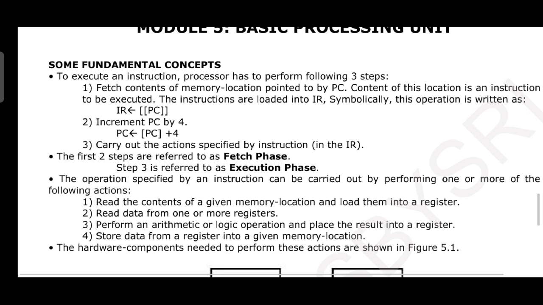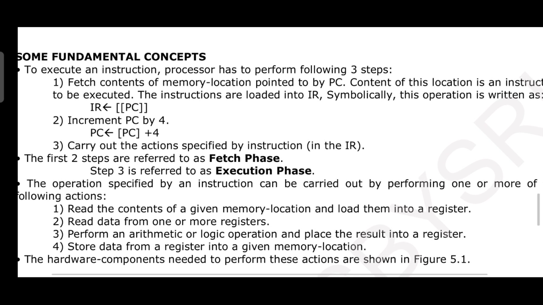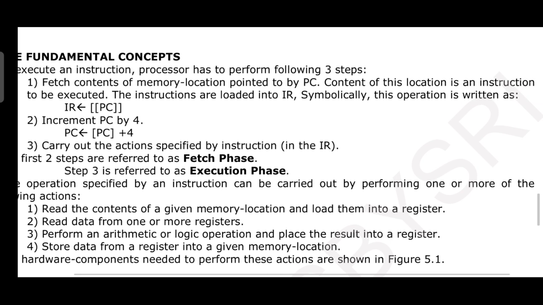these are the things which we have discussed already, from module 1 to module 3. To execute an instruction, the processor has to perform the following three steps. So, what are those three steps? The first step is fetching the content: fetch contents of the memory location pointed by PC. What is PC? PC is the program counter which will always point to a location. It stores the address value and acts as a pointer to the location where exactly the instruction is to be executed. The instructions are loaded into the instruction register IR.